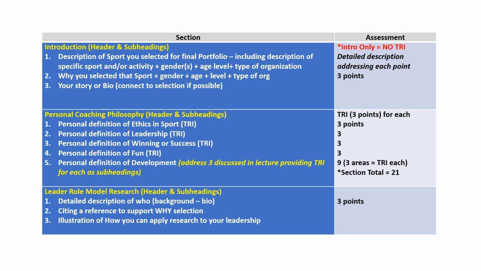Last one then is your leader role model research. We talked about this at the beginning. You've hopefully picked somebody or a couple. Just give a quick description of who that is, cite a reference to where you got that information about their bio, and then how you could apply that research, again, using I and we statements, how you would apply that. I will apply this person's ethics and character philosophy to my personal coaching philosophy. All right.